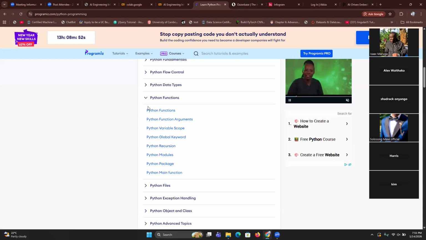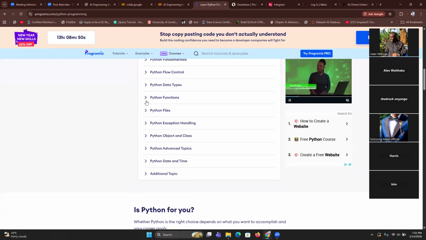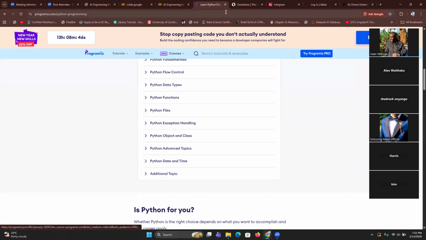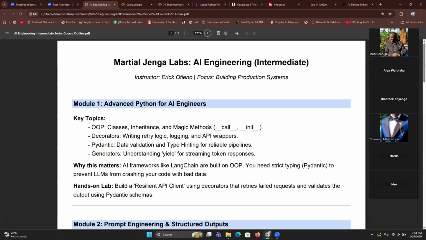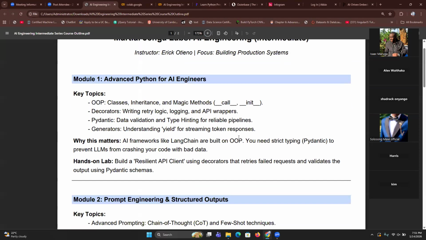For this intermediate session, this was basically Python fundamentals. But now with the intermediate series, if you check the outline, we are going to do an advancement of this Python, where we are going to cover aspects like object-oriented programming. We're going to discuss what are classes, inheritance.